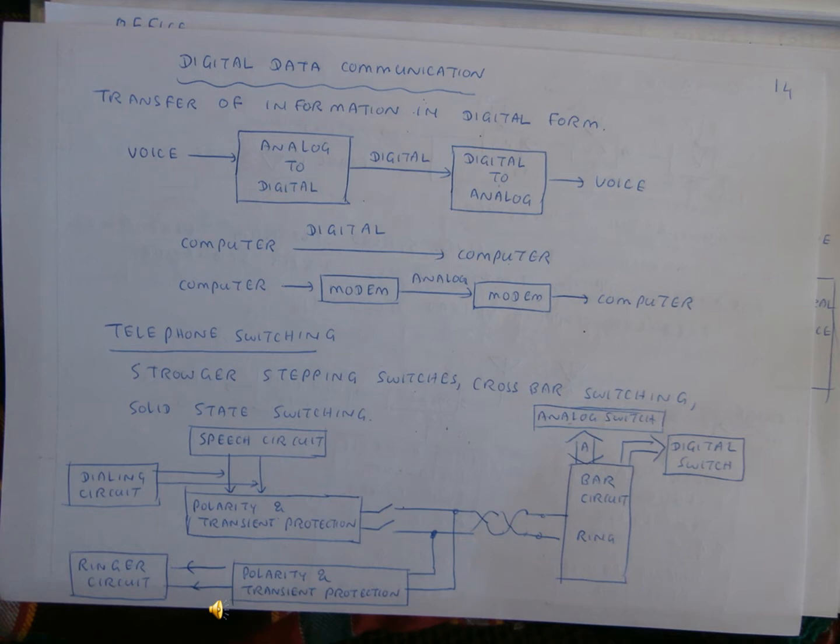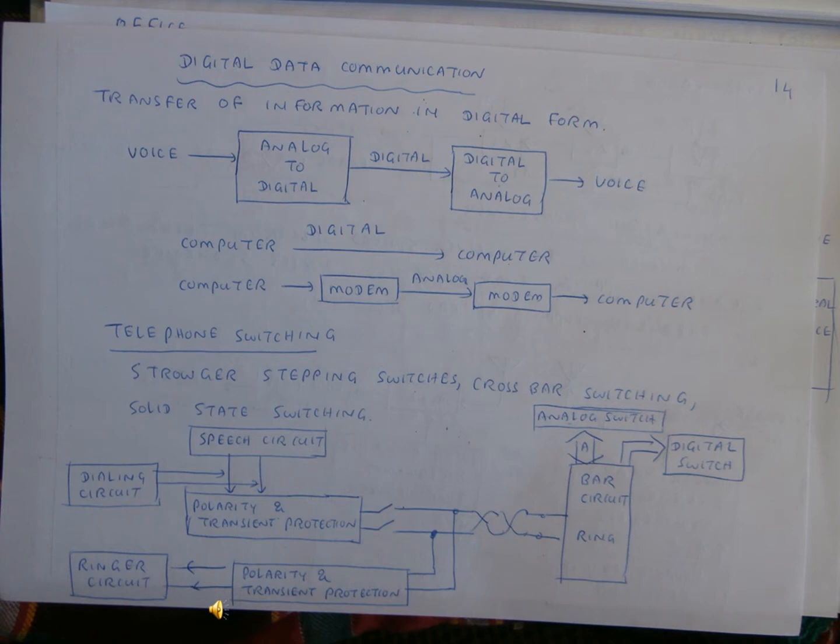In this case, the signal coming out from the computer passes through the modem. This is the modulator. That signal is converted to analog, so the analog is transmitted over the medium or over the line, and then this analog signal reaches the modem at the other end, which converts analog to digital, and the final digital signal is provided to the computer. So this is the way of digital data communication.